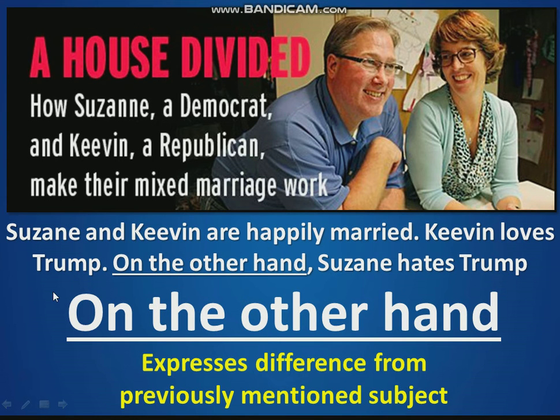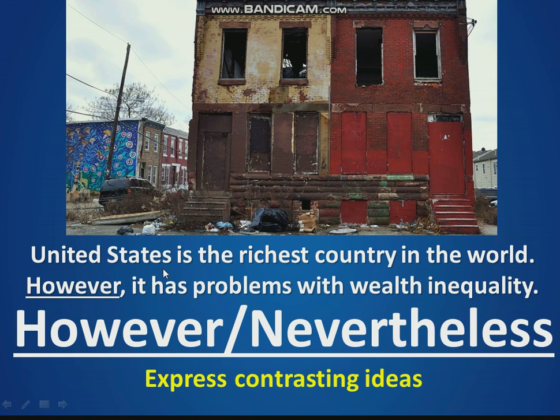Now, with on the other hand, however and nevertheless, we typically put them at the beginning of a sentence, and we use a comma to separate these words from the rest of the sentence. Now, sometimes you can see however in the middle of a sentence, but it's rare. I recommend when you write to use however, nevertheless, and on the other hand at the start of a sentence, and always with a comma to separate it.